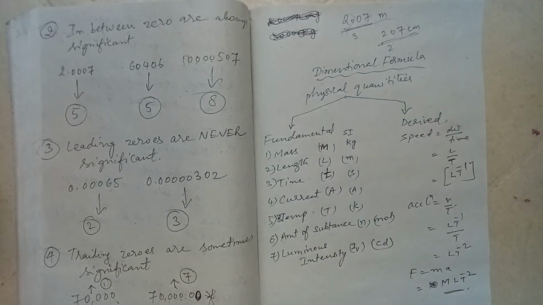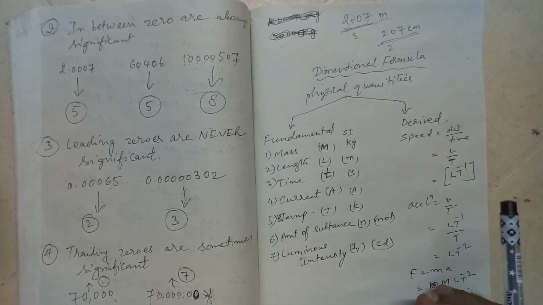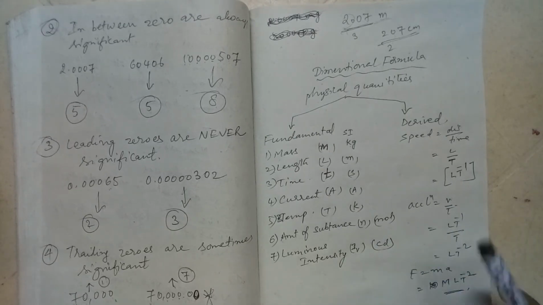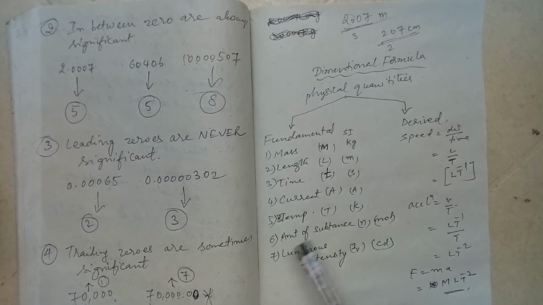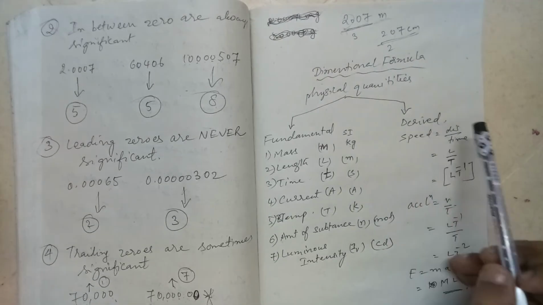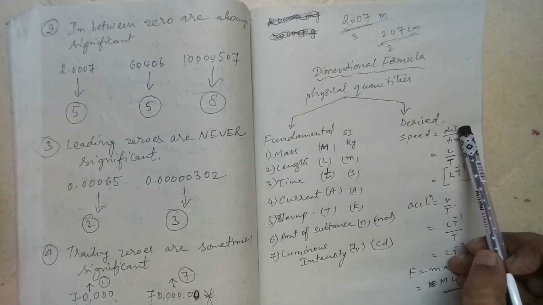Now when I say fundamental quantities, it means you take any physical quantity, and when you keep on breaking it down, finally you will arrive at these quantities only. Okay, so these are the base units, the base quantities. The second category is derived quantities.